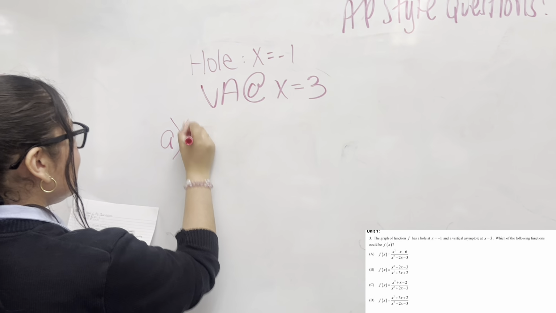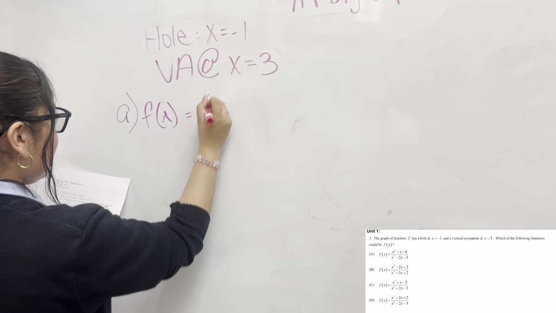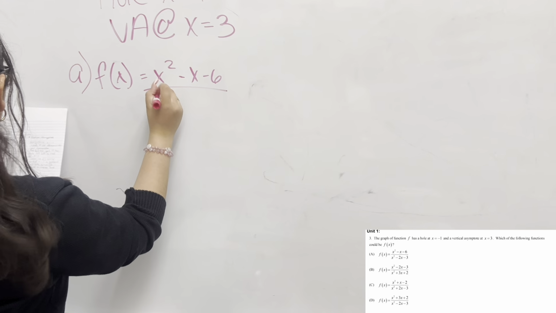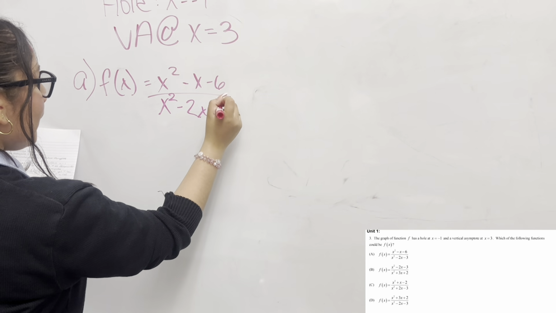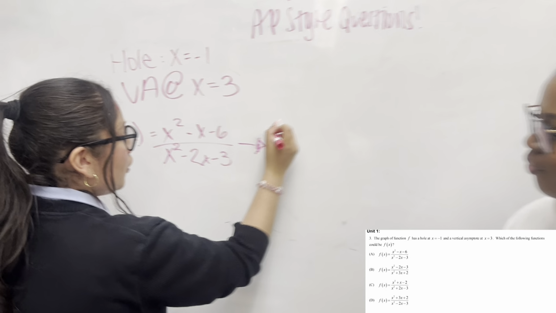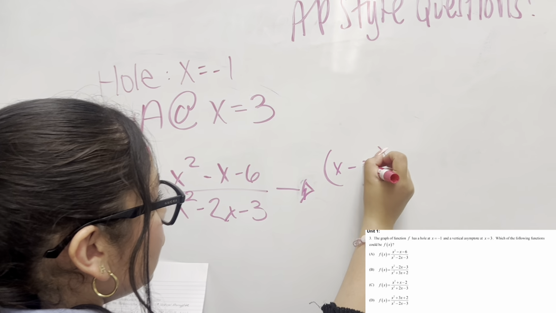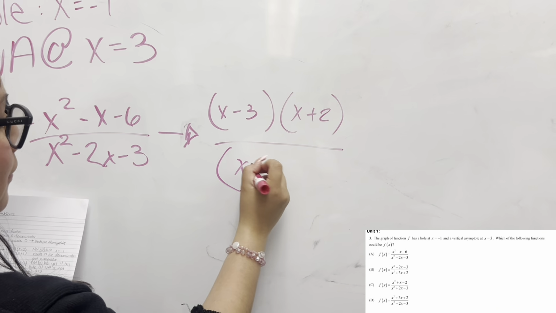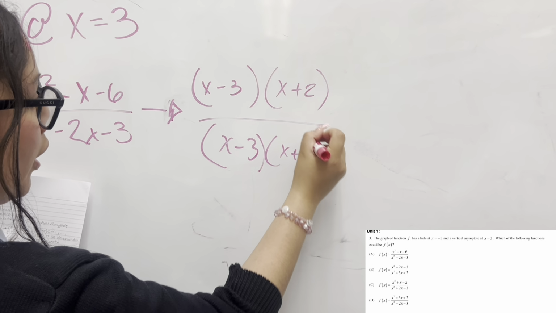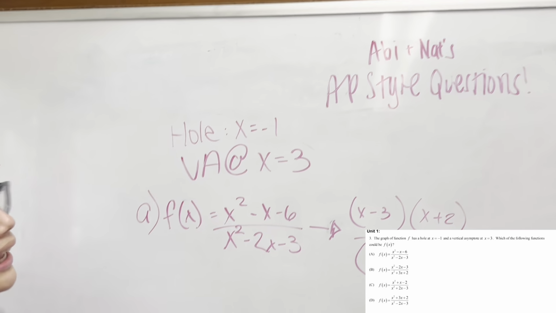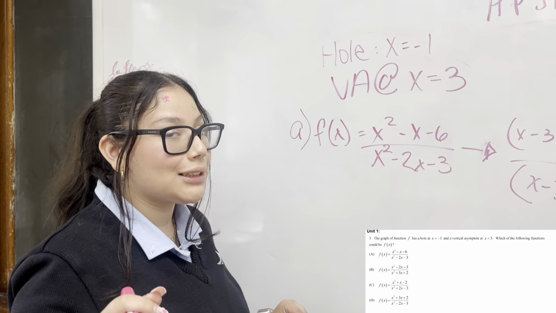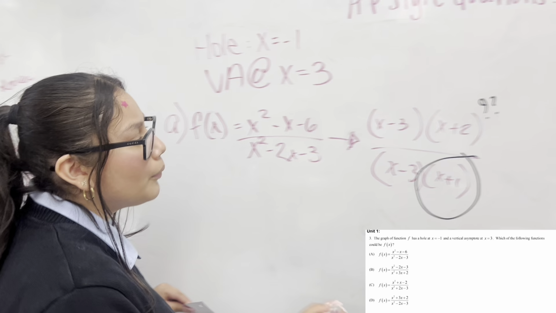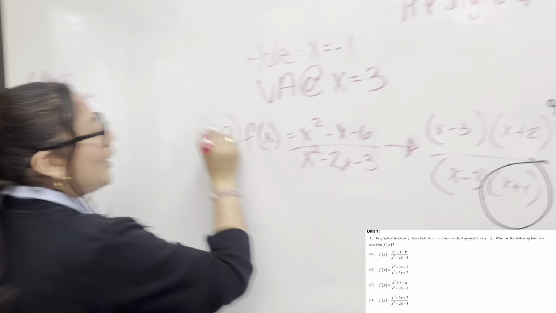So A is f of x equals x squared minus x minus 6 on the numerator, and on the denominator x squared minus 2x minus 3. Simplifying these will give you x minus 3, x plus 2, and on the denominator, x minus 3 and x plus 1. However, we have a hole at x equals -1. But to have a hole at x equals -1, we need x plus 1 in the numerator and the denominator. But we only have it in the denominator. So A is a no.